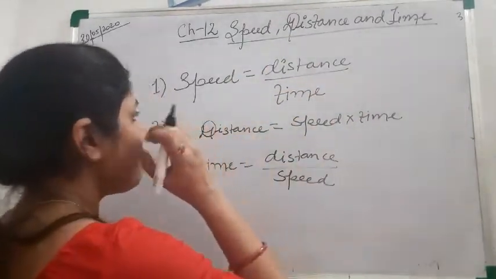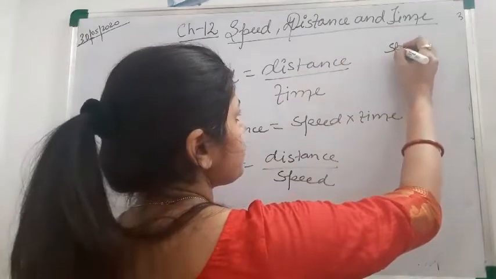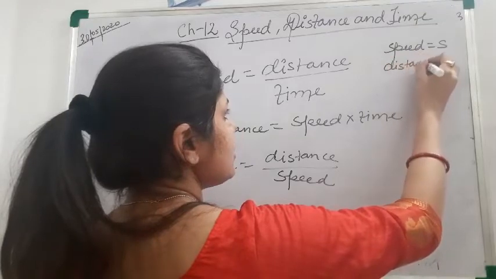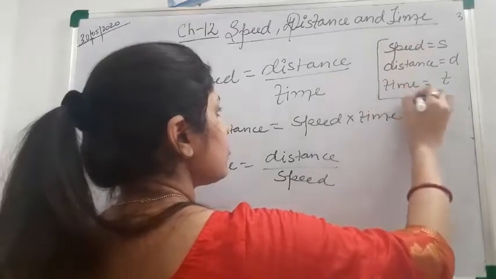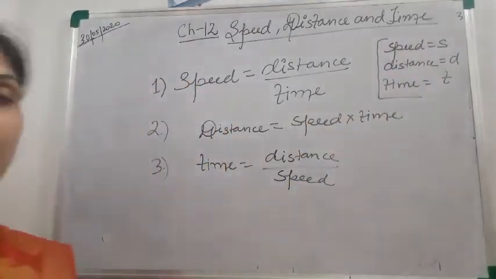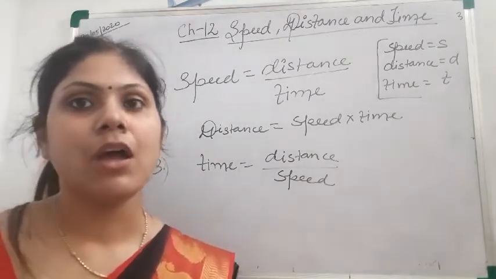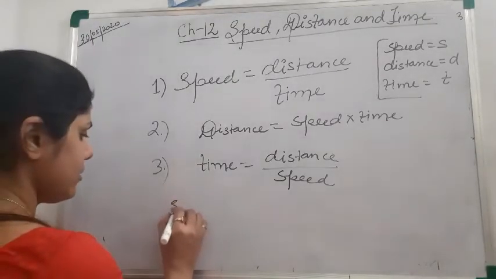Speed we will denote by small s, distance small d, and time small t. So you can write it here. Please write today's date, write the chapter name, and write these three formulas. Write fast, and write one more thing.